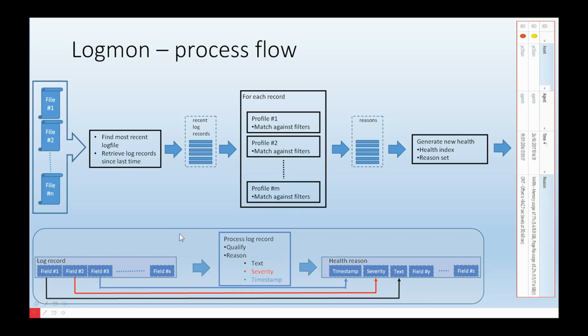Furthermore, we have the ability to map both the timestamp of the log record to the timestamp of the reason, as well as the severity from the log record to the reason. And finally, as we have seen, we can map the content of a log record or part of the content of a log record to the reason text. And in the next demonstration we're going to make use of all these types of mappings.